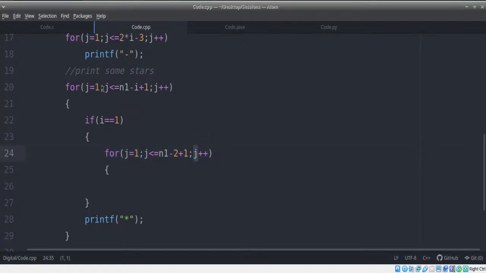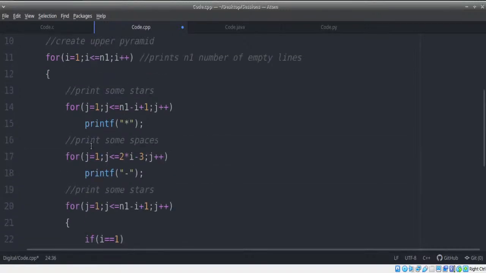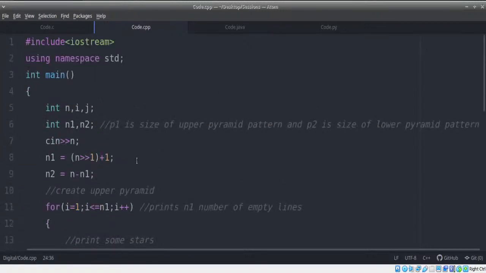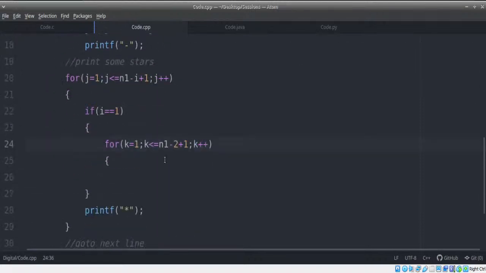So for this, if you don't want to use j, because you're using j here, you can keep it as something like k as well. Now there's a better way to do this, which I'll explain. Without using this loop, there's a much better way to do this. That is, we'll try here.